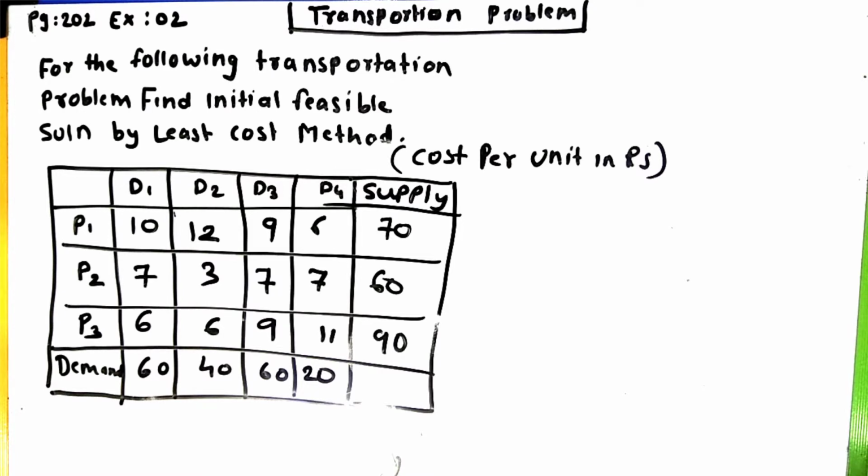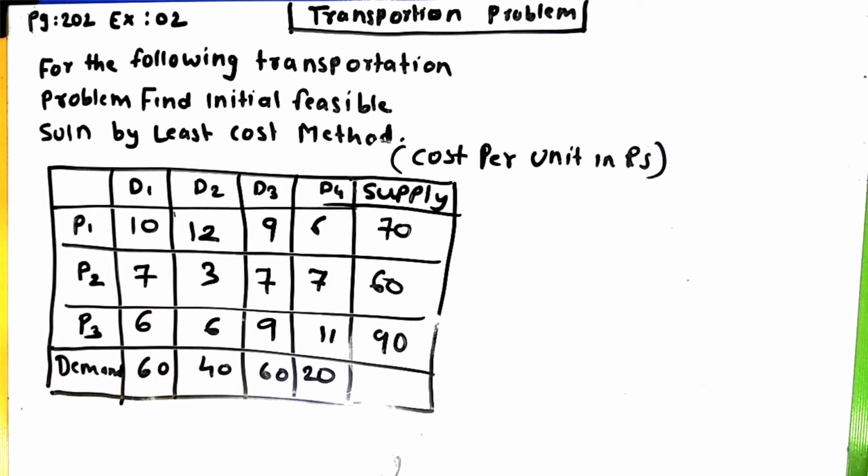The name itself says least cost, that means we need to calculate the allocation for each cell having the least cost. The allocation rule is the same, which is from demand and supply, whichever is lesser. So, let's start with the question on the least cost method.